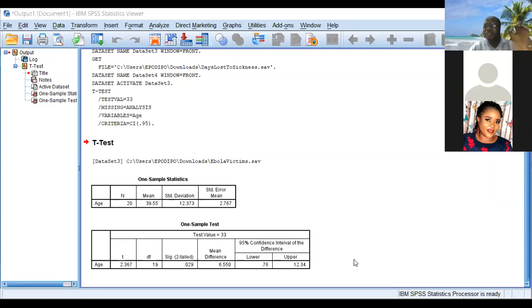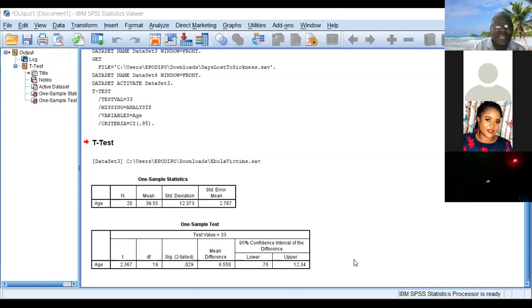So if the means are the same, when you remove one from the other, even the one we are doing now is x minus mu. You are removing one from the other. If both of them are the same, the difference will be 0. So if you now calculate, look at the mean difference here, 6.55. If you remove 33 from 39.55, it gives you 6.55. That's the difference between the two means.